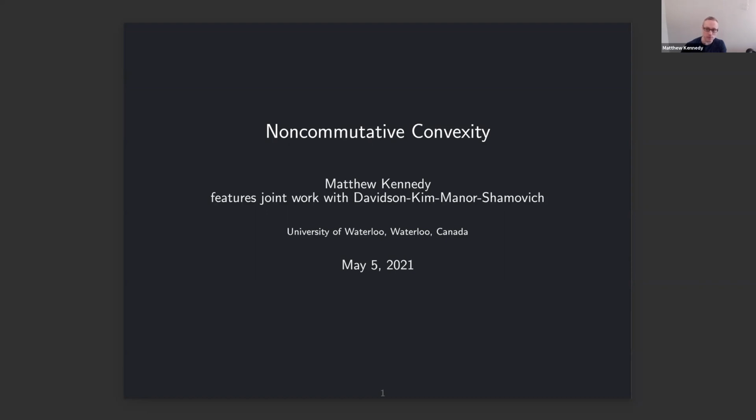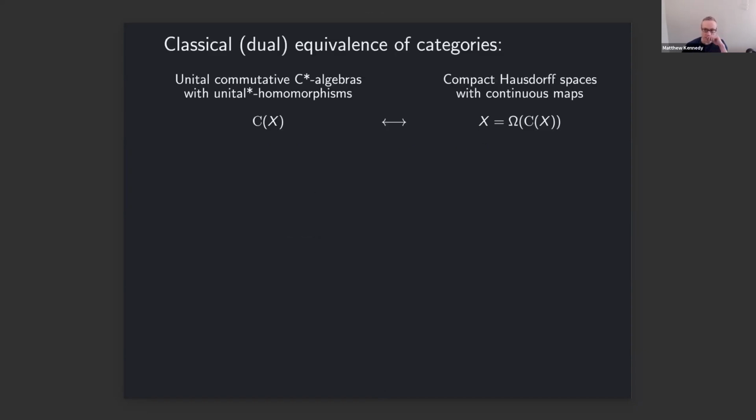So I'm going to be talking about joint work that's taken place over a series of about 3 or 4 papers with several different co-authors. So Davidson, Kim and Manor were students of mine, and Shamovich was a postdoc of mine who's now at Ben Gurion in Israel.